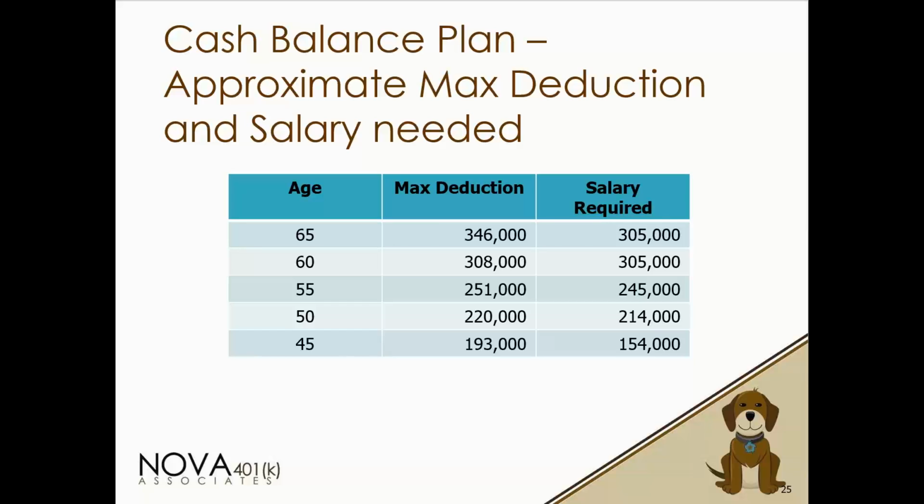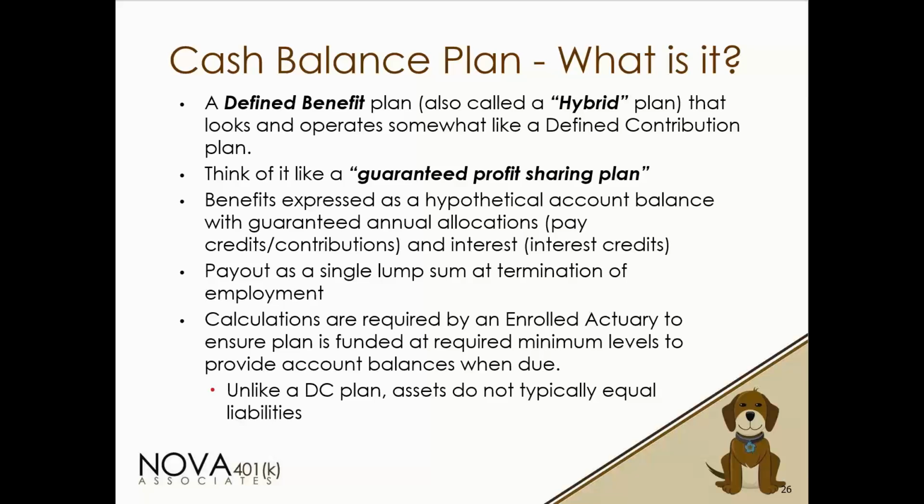$305,000 is the maximum pay that we can use in a qualified plan, whether it's a DC plan or a DB plan. So if somebody makes $500,000, we're going to limit that pay to $305,000. Any questions at this point? No questions, Phil. Okay.